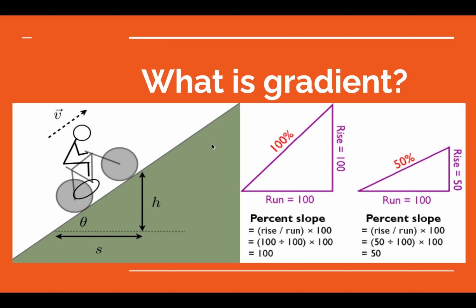So the steepness is how high this line is compared to how wide it spreads. You can tell here that this line is steeper than the second line. So that is gradient, the steepness of something.